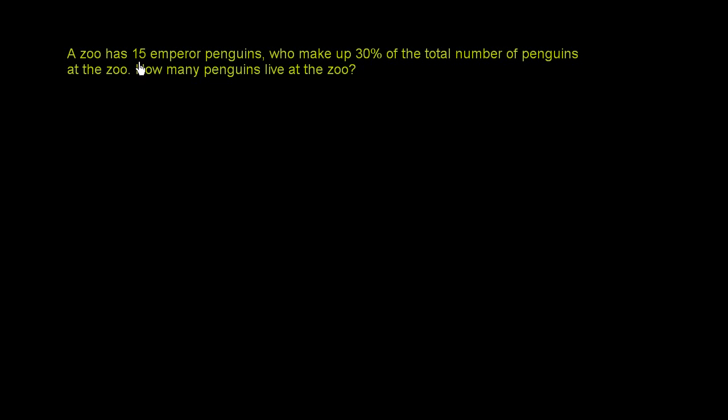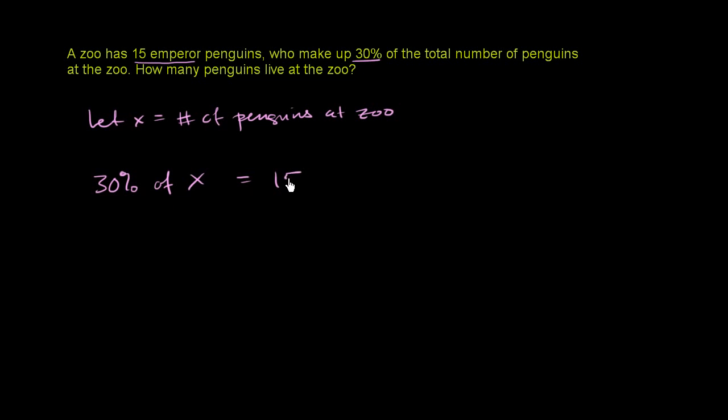A zoo has 15 emperor penguins who make up 30% of the total number of penguins at the zoo. How many penguins live at the zoo? So let's let x equal the total number of penguins who live at the zoo. They're telling us that 30% of that are the emperor penguins, which are 15. So 30% of x is equal to 15.